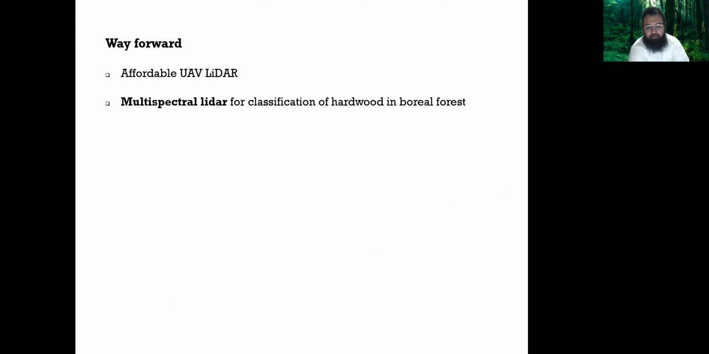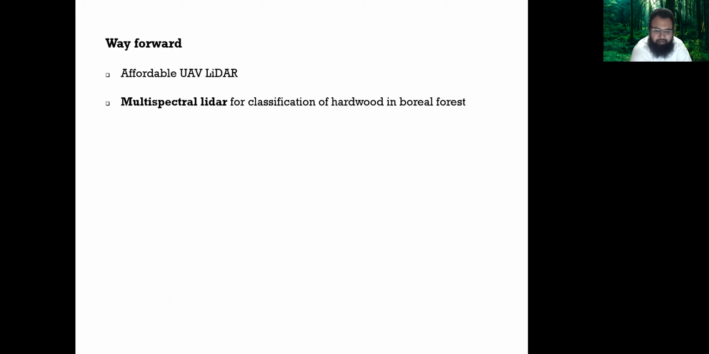In future, in this lab, I'm going to use UAV LiDAR. UAV LiDAR can provide us more information on structure and a better view of the ground. I'm also planning to use multispectral LiDAR data to classify hardwood trees because RGB point clouds were not really good at classifying the broadleaves.